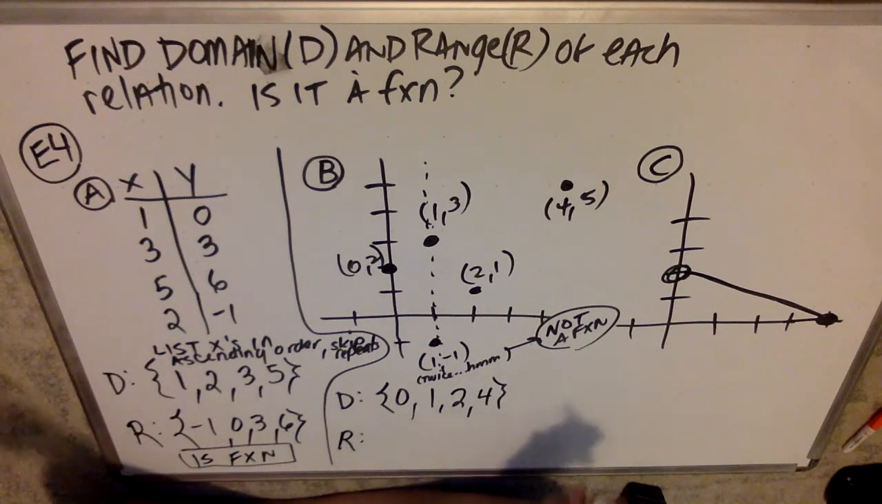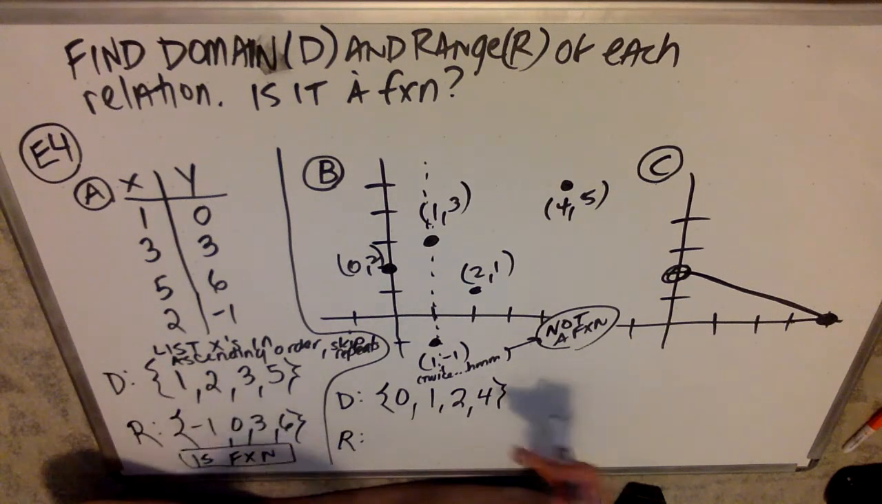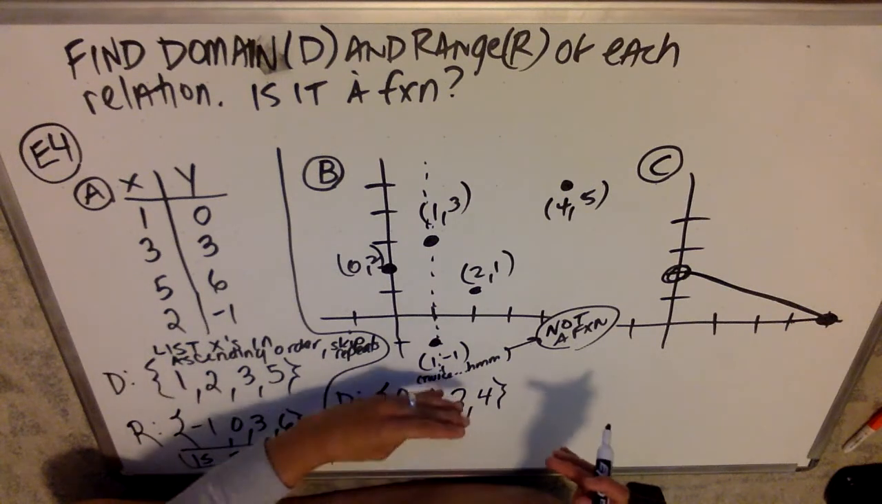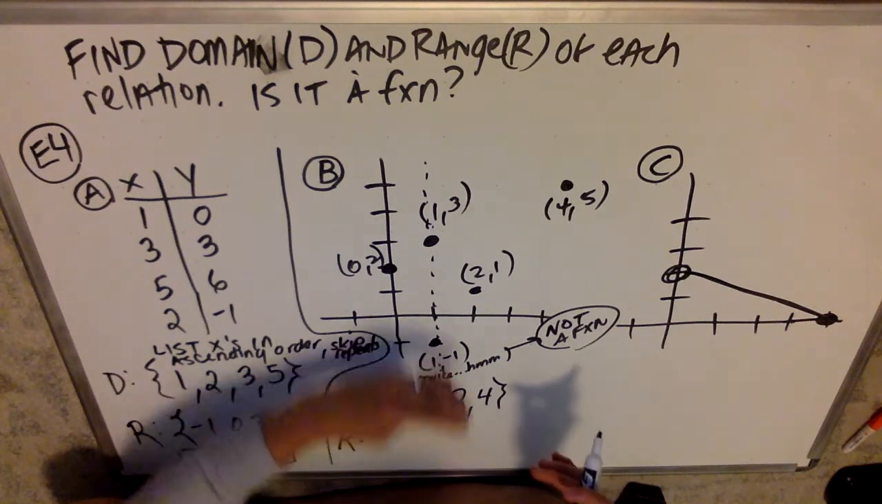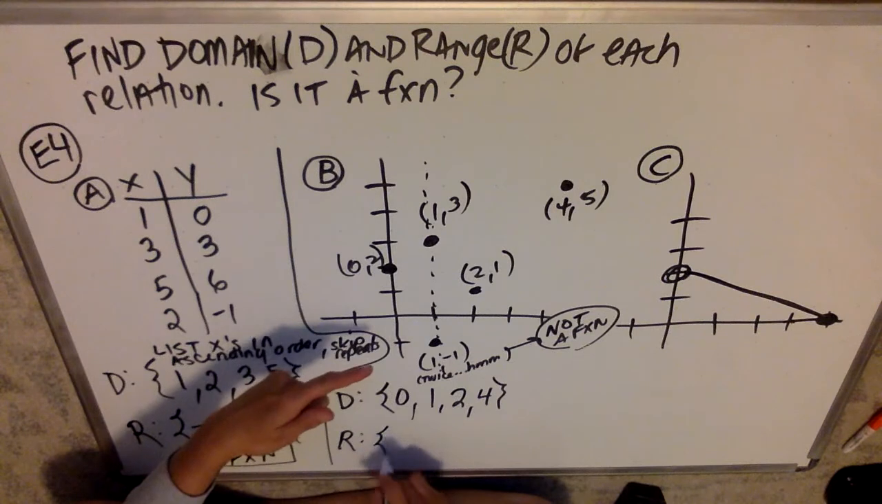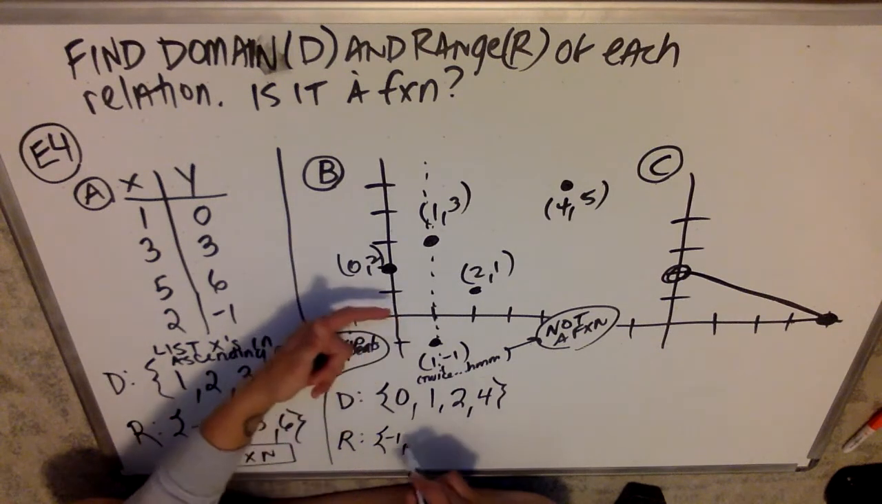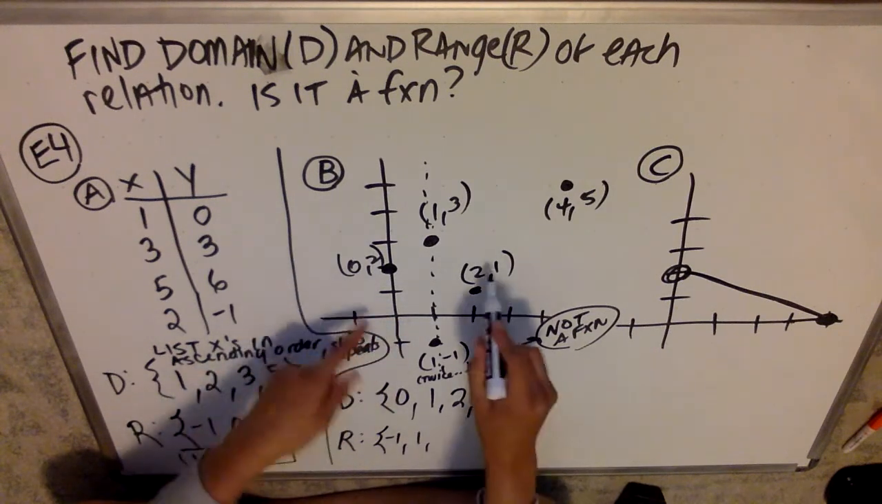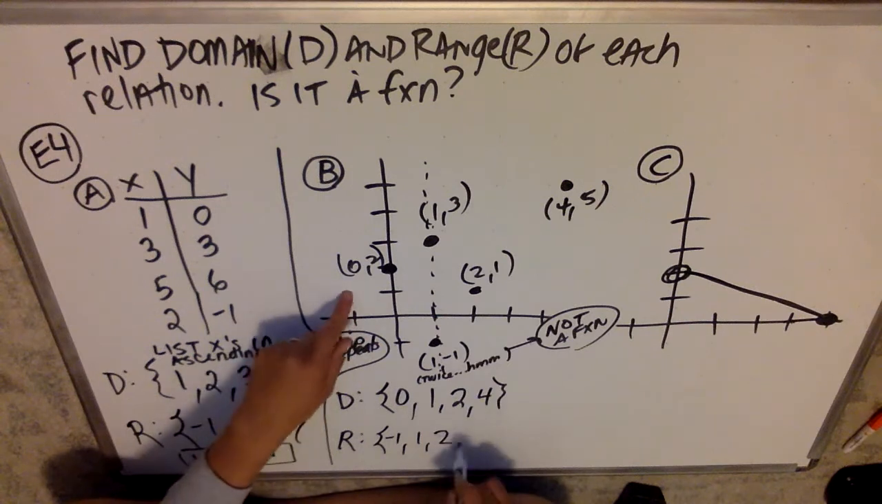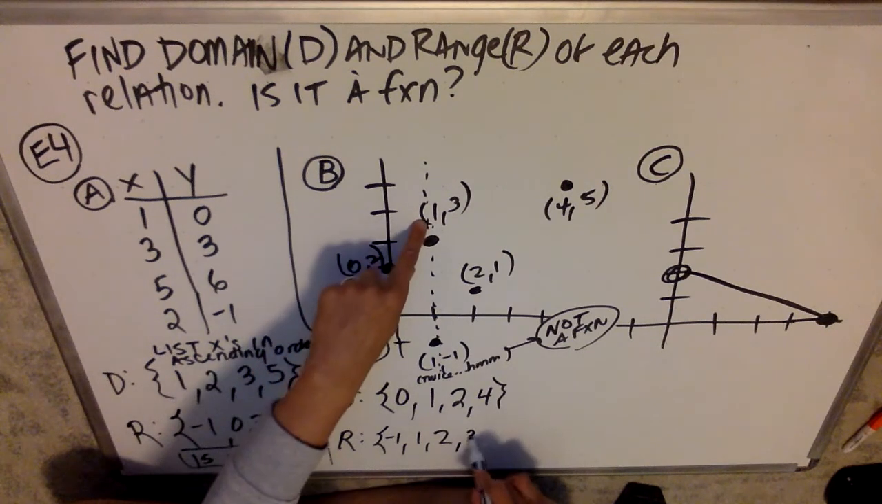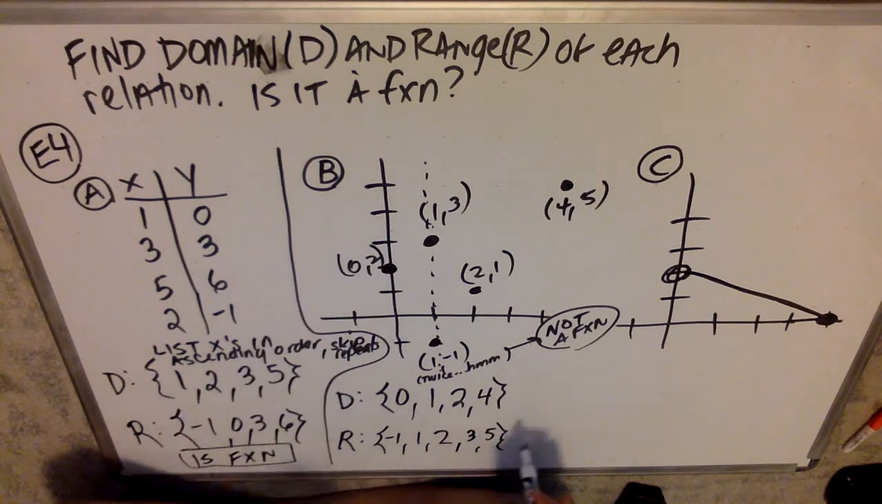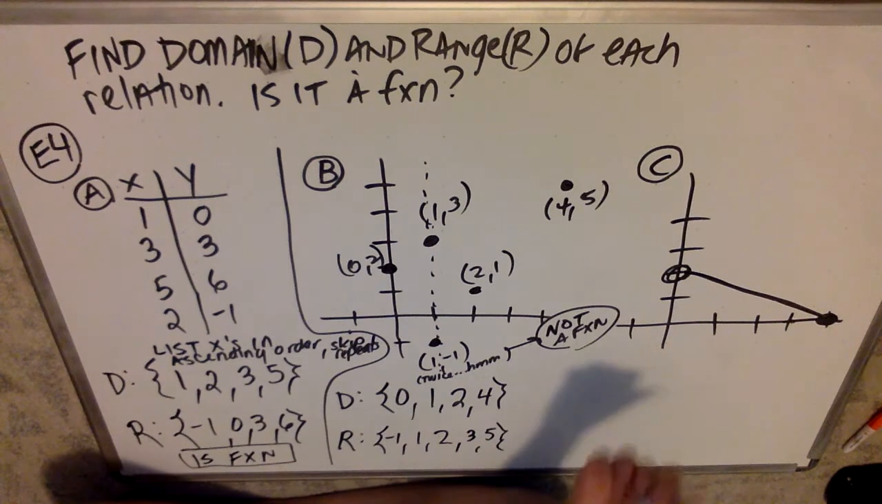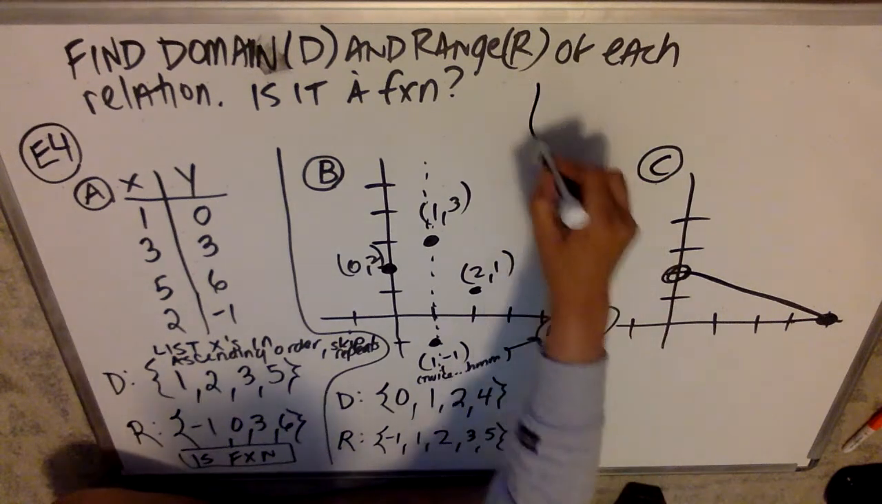And the range is just going to be all the y values. Well, again, if you want to find the y values easily, start at the bottom to get the lowest y and then read up. So the lowest point has a y value of -1. The next lowest point has a y value of 1, and then 2, and then 3, and then 5. Notice I have 5 y values because all of the points had a different y value. Okay, so again, that's kind of a list.